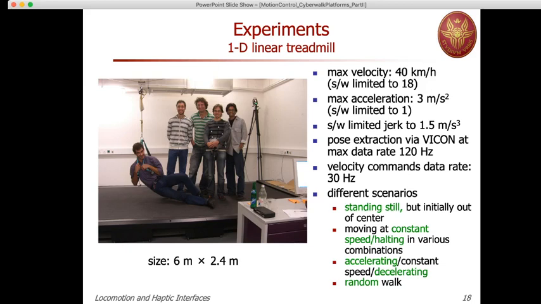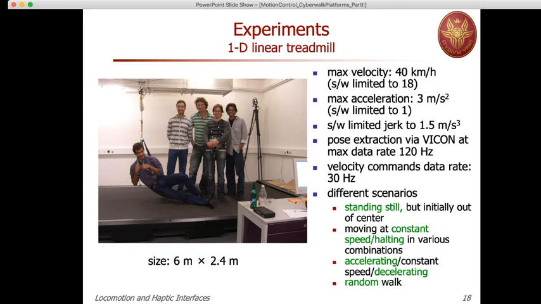Similarly, we could limit the jerk, so the variation of the acceleration, in our command, in a discrete time fashion. So every time we have a variation of command, it's a variation of an acceleration command. This variation divided by the sampling interval should be less than a limitation which represents the limitation of jerk. And we set this to 1.5 meters per second cubed. So this is intended to give a smoother command to the platform so that the perceptual feeling is improved.